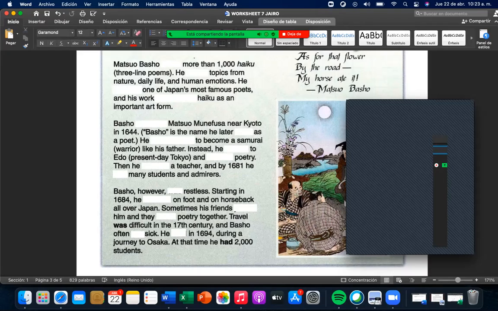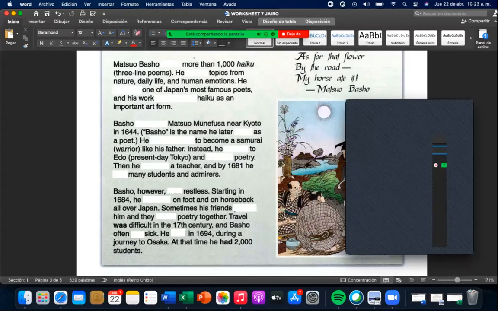Okay, Juliet. So the first verb, Juliet, was wrote, right? Wrote. Yes. The second one was chose, right? Yes. The third one was, I forgot it. Became. Became. Okay, and the last one was, right? Verb to be. Yes. Okay, good.